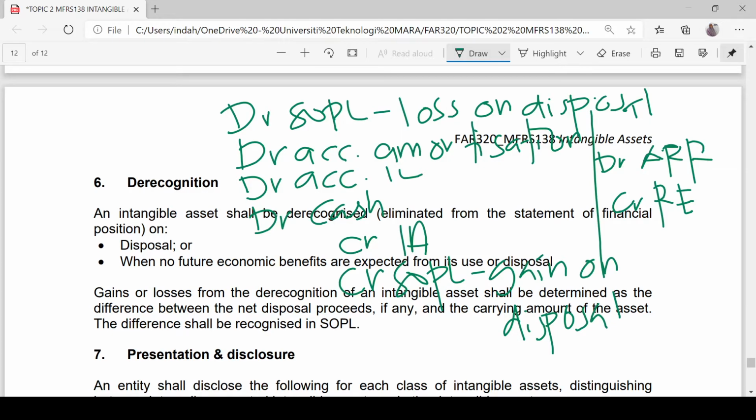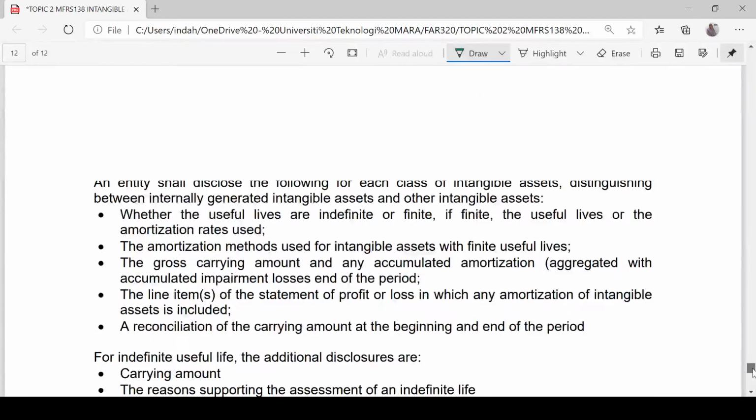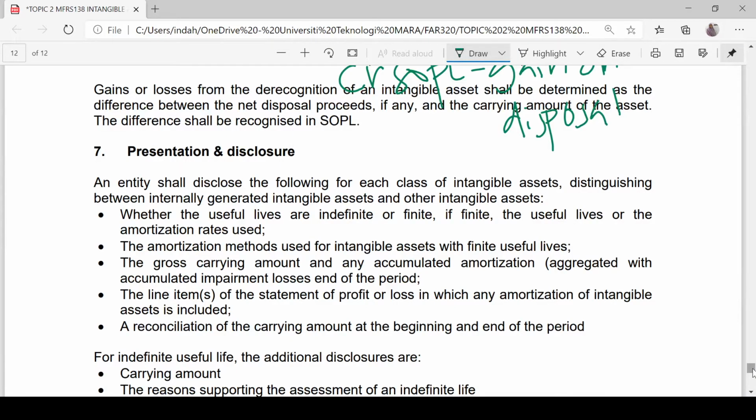Let's look at the next one, the presentation and the disclosure of intangible asset. An entity shall disclose the following for each class of intangible asset, but we need to differentiate between internally generated intangible assets and other types of intangible asset. We have to mention the useful life, whether indefinite or finite, and if finite, the useful life or the amortization rate used.